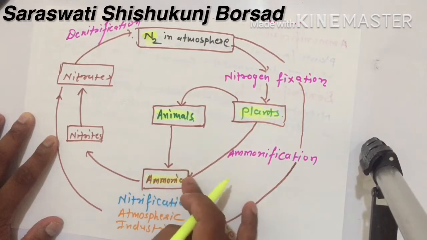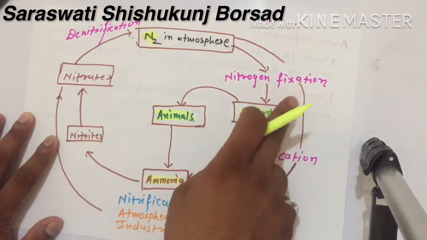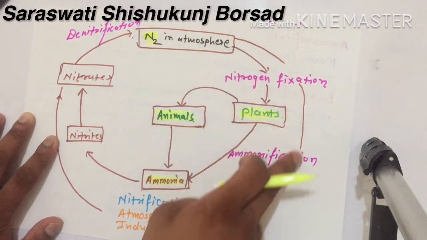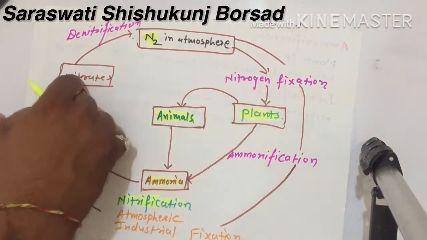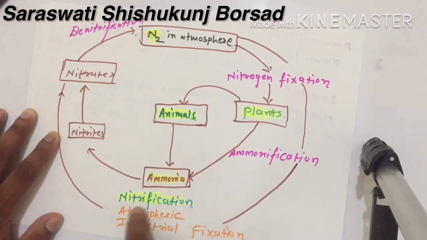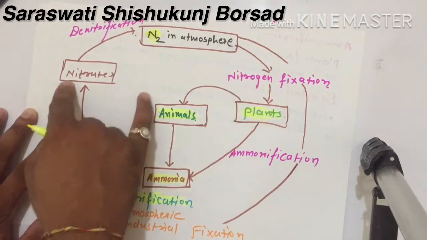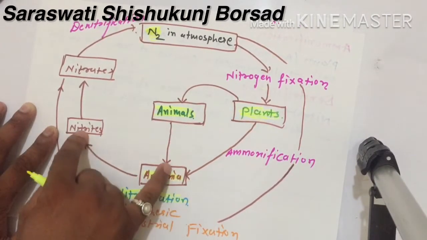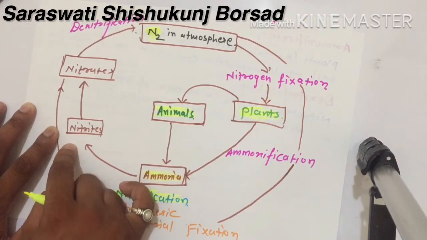In this ammonification process, that ammonia will get oxidized into nitrites and nitrates. Also directly from the atmosphere, that nitrogen by atmospheric or industrial process, that inert nitrogen will get converted into nitrates. So that is also considered as nitrification. So the nitrification process is done directly from nitrogen to nitrites of the atmosphere, and it is also done by plants and animals from the ammonia which they have produced into nitrates and nitrites.